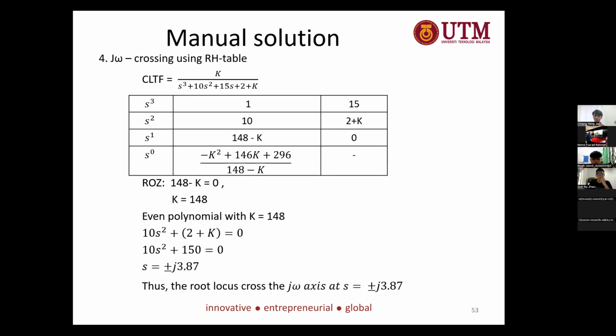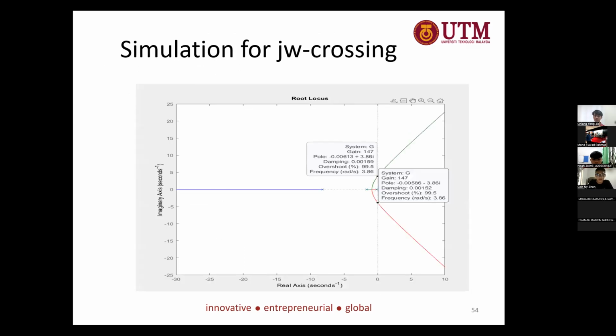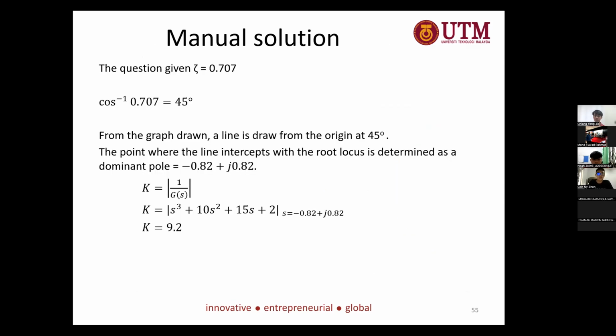Next. Then find the j omega crossing using the RH table, and we obtain the j omega crossing equal to plus minus j 3.87. Next, and proof by MATLAB.